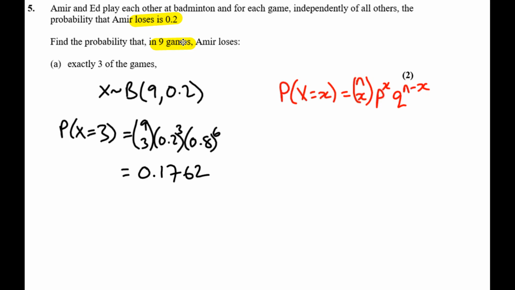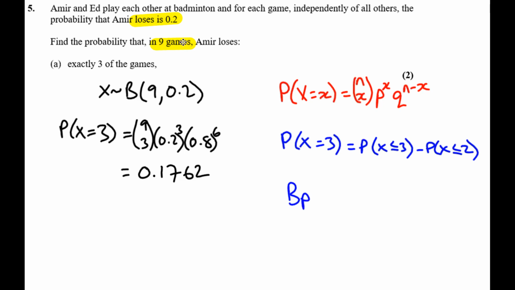Okay, for this question, if we were to use the tables, we would have just looked up the probability that X is less than or equal to 3 and subtracted the probability that X is less than or equal to 2. And that would have left us with the correct answer. On our calculators, we would have used the BPD, so not the cumulative, but BPD, and it would have been BPD, put in your 3, your n value of 9, and your probability of 0.2, and it would have given you the answer you were looking for.